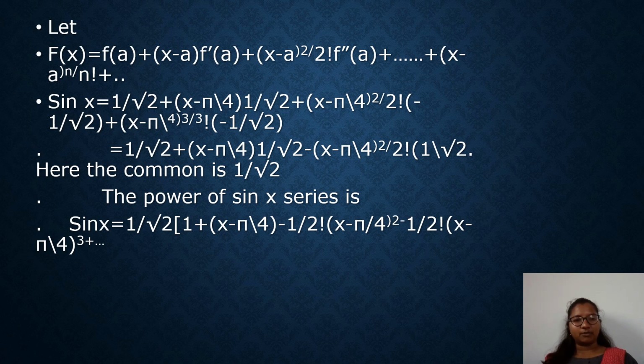Sin x equals 1 by root 2 plus (x minus pi by 4) into 1 by root 2 plus (x minus pi by 4) power 2 by 2 factorial into minus 1 by root 2 plus (x minus pi by 4) power 3 by 3 factorial into minus 1 by root 2. Here the common factor is 1 by root 2. The power series of sin x is sin x equals 1 by root 2 into [1 plus (x minus pi by 4) minus 1 by 2 factorial (x minus pi by 4) power 2 minus 1 by 3 factorial (x minus pi by 4) power 3 plus so on].